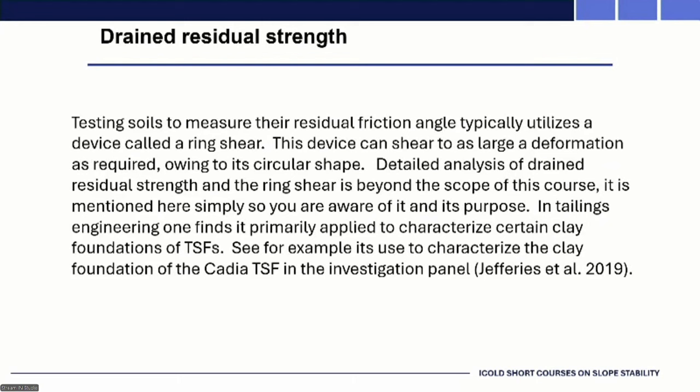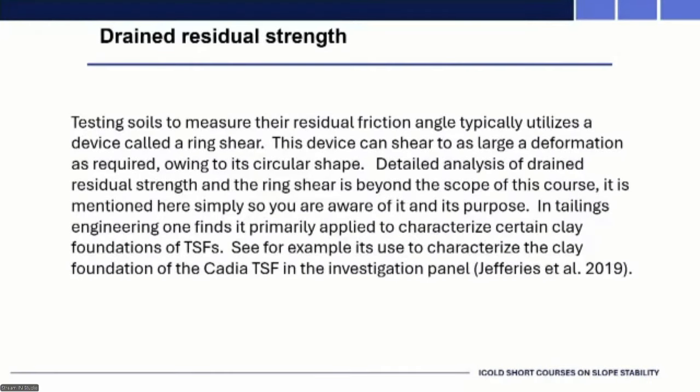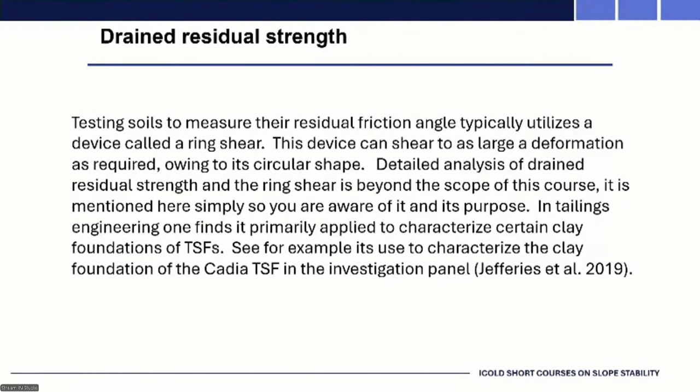It's set in two halves, similar to a conventional shear box. You rotate one half of the box relative to the other, but the beauty is you can just keep going around and around as many times as you want, if necessary, to get a stable condition where you have fully mobilized residual strengths. So if you've got a very clay-like foundation and you're concerned about large deformations because it seems to be ductile, it might be worth commissioning some ring shear tests.